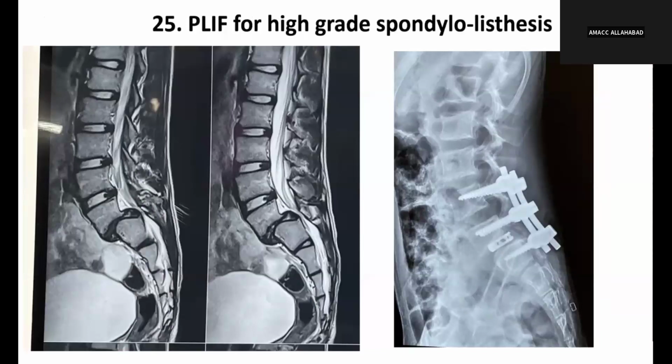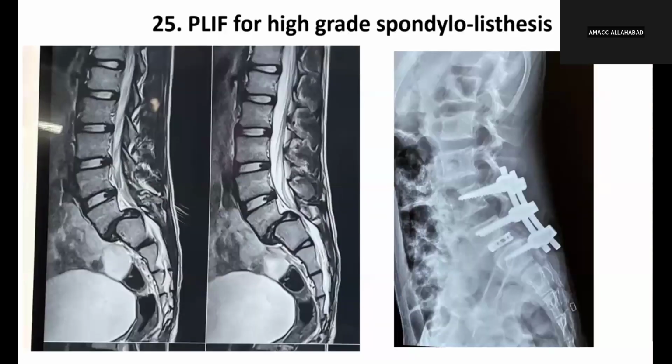This is a 16-year-old boy who got a fall from height, and thereafter he was having severe pain, not able to move his limbs, and he was having urinary retention. On X-ray and MRI, it was a high-grade spondylolisthesis, so almost grade 3. So what we did was pedicle fixation and interbody fusion. Patient was all right, he started walking in 5 days and he was okay.